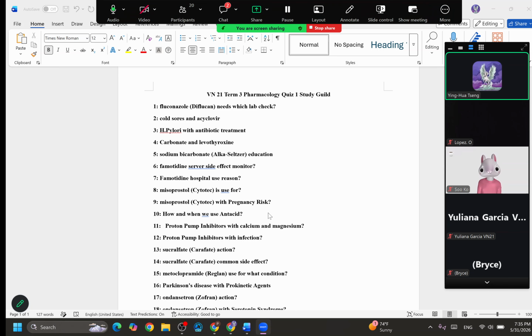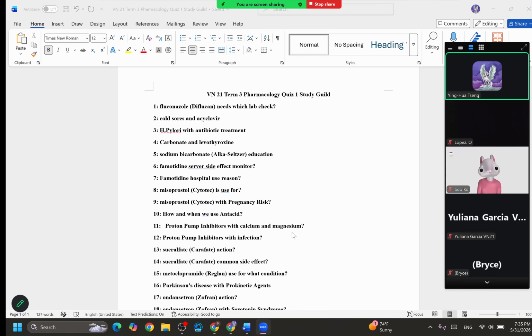Okay, so the first question, there's a diflucan. We use this medication to treat fungal infection, right? But I just talk about it very simply, so this is some extra knowledge you need to know. With diflucan, we need to check what kind of lab? We need to check the liver function, because this medication can cause some liver damage. So that's why with diflucan, we need to check the liver function.